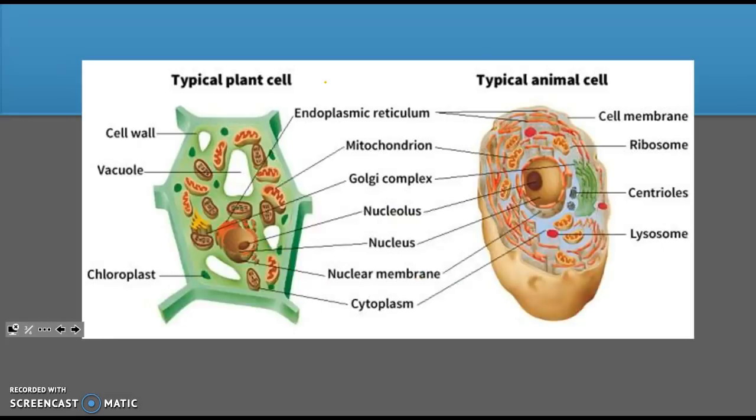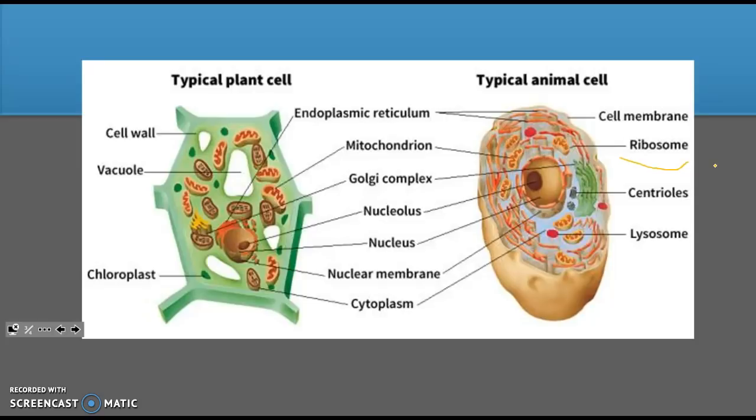Next, we're going to talk about the two types of eukaryotic cells. There are plants and animals, and we're going to go over just some of the basic organelles within each type of cell. So first, let's talk about a ribosome. A ribosome is found in both animal and plant cells and helps to make proteins.